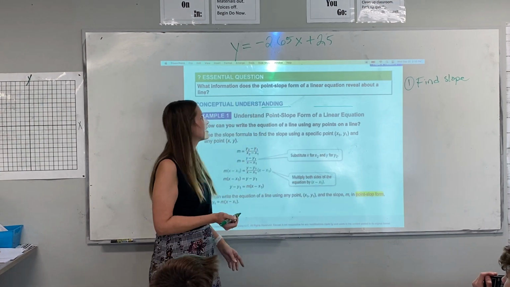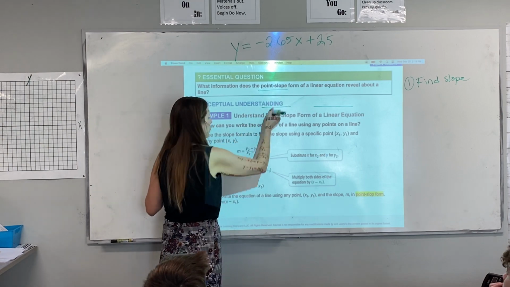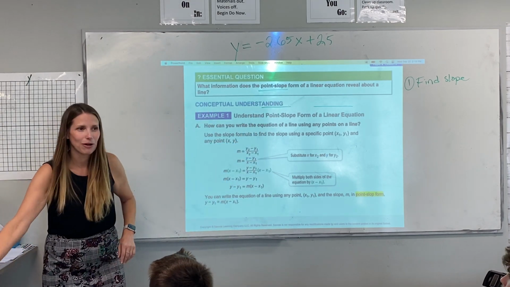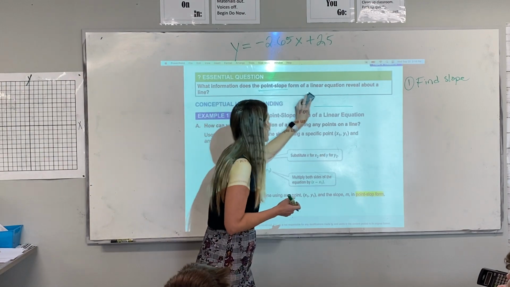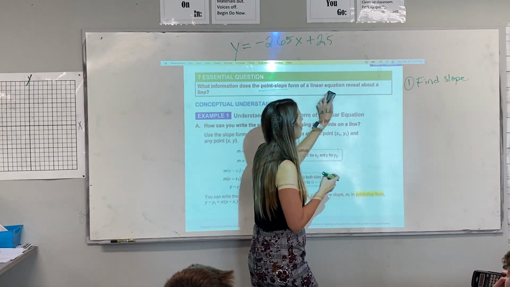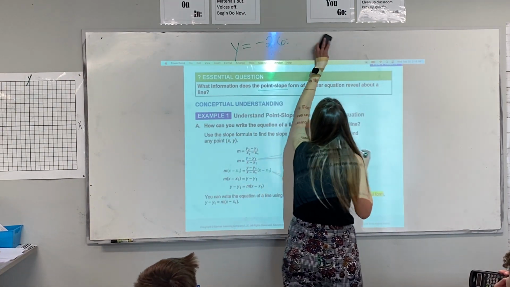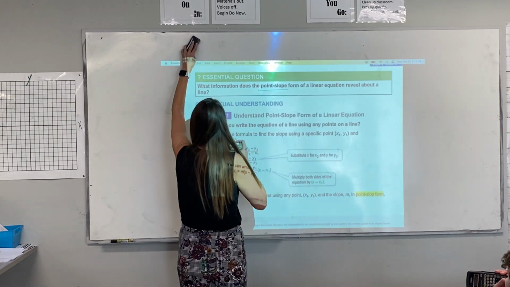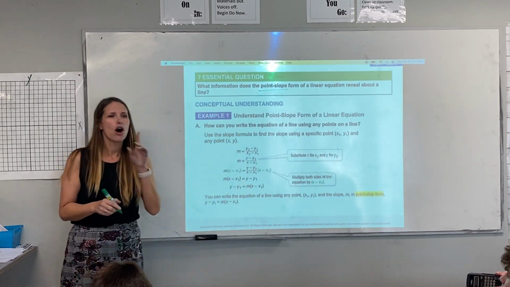Slop form. It's actually point slope form, but we yet again have encountered another typo in this book. The book should really be... okay? We should just eat the book.